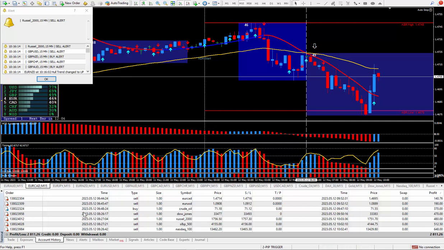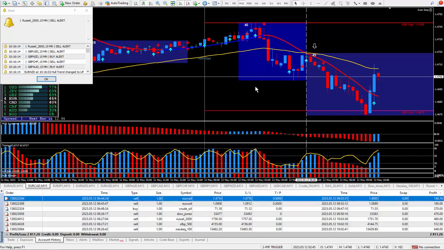Okay, now we can get into some of these trades. First one is the Euro CAD. Wanted to be selling it from the daily trade plan.